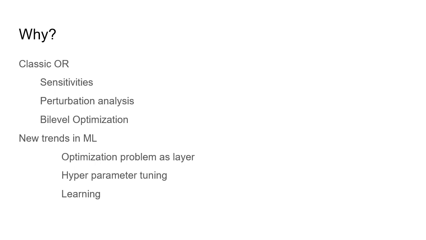Well, for people from operations research, this being an important topic for a few decades already, it's useful for things like sensitivity analysis or perturbation analysis, and can be used in areas of optimization such as bilevel optimization in a solution process. But it has also become more and more important nowadays because it's very connected to many new trends in machine learning, like using optimization problems as layers in neural networks, for instance, or doing hyperparameter tuning, or even some generic learning processes.